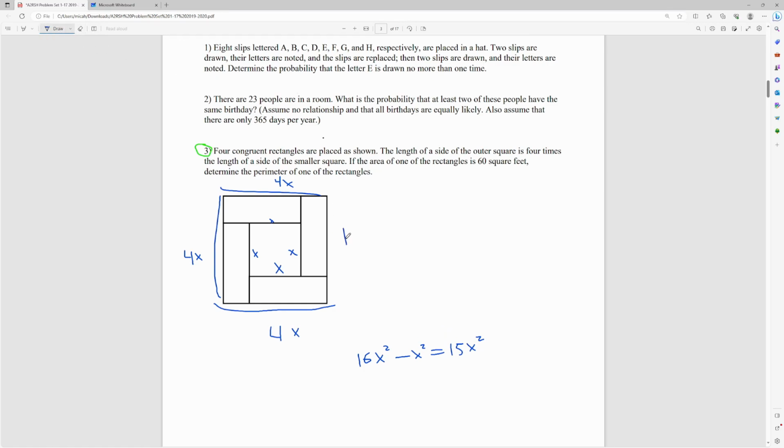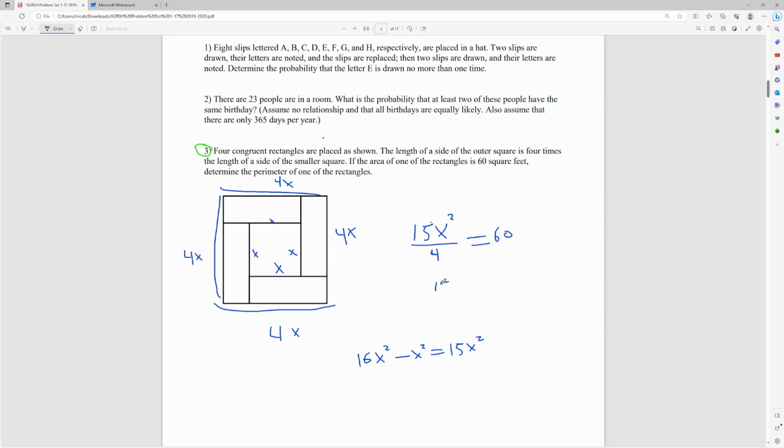Let's call this 4x. So then the area of this big square is 16x squared, and the area of this small square is x squared. So if we subtract the area of the smaller square from the bigger square, we have the area of all 4 rectangles. And since all 4 rectangles are congruent, we see that the area of one of these is going to be the total area of all 4 divided by 4. And that's going to equal 60.